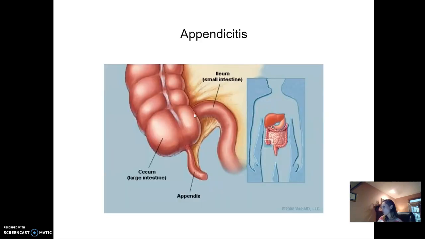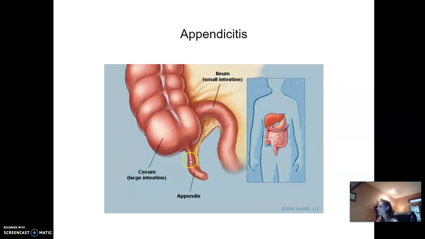So for the first one, appendicitis has to do with your appendix, when your appendix becomes inflamed. This is a little appendage that hangs off the end of your small intestine. We used to not really know what it was for, but now there are some studies that show maybe it's a reservoir for your normal flora. Well, whatever the purpose of it is, you can definitely live without it, and sometimes it can cause problems.